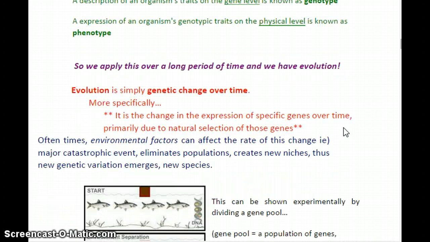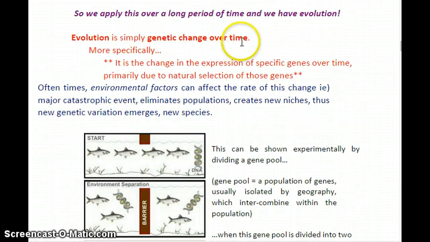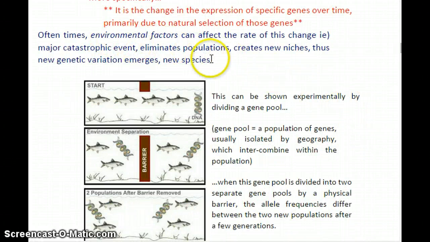So we apply changes in genetic code over time and we have evolution. So remember, it's just genetic change over time. But more specifically, it's the change in the expression of specific genes over time, primarily due to natural selection. So what we're talking about here is how some genes are going to be inherently more favorable to conditions in the environment. Other genes are going to not be favorable or even cause problems for the organism.